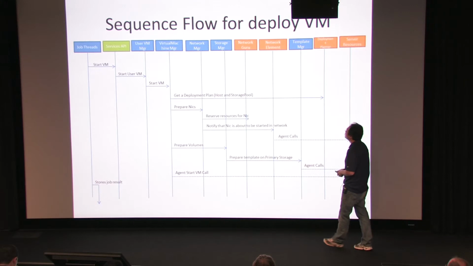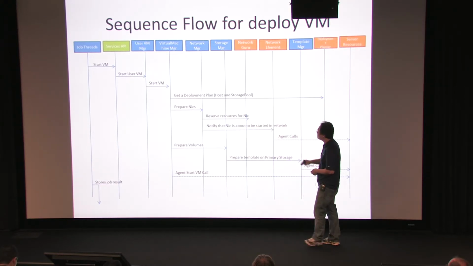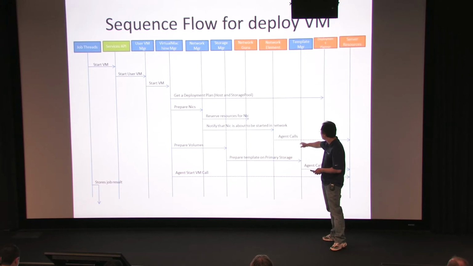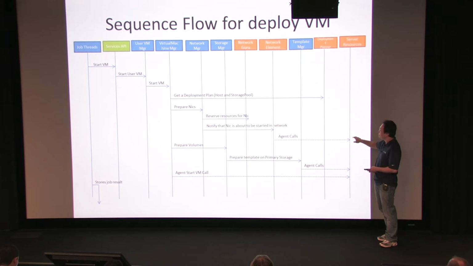And once the network guru comes back and says, okay, here's all the information, then the network manager would talk to all the network elements in that network and say, look, this NIC is about to be started. Do whatever you need to do to make sure that this VM can participate in your services. You can imagine a firewall doing all its firewall processes, and this network element would call its resources to make sure all the information is prepared for this particular VM.